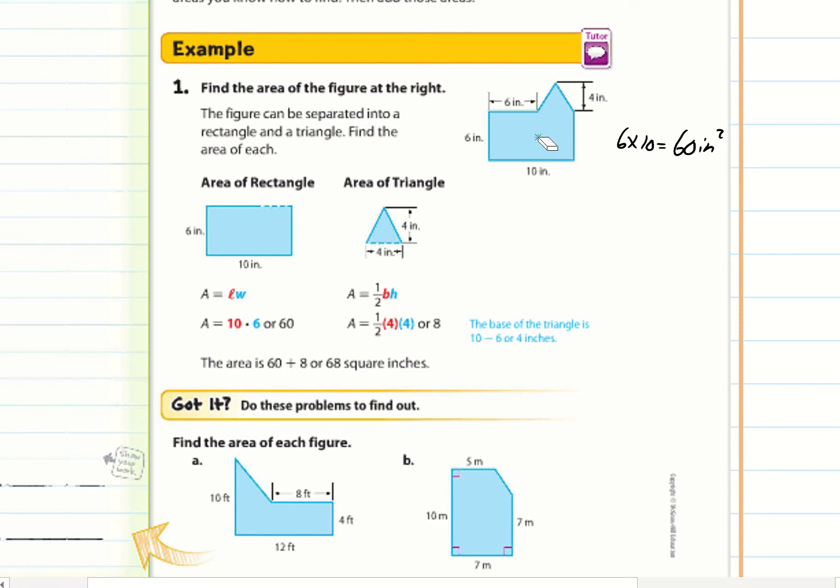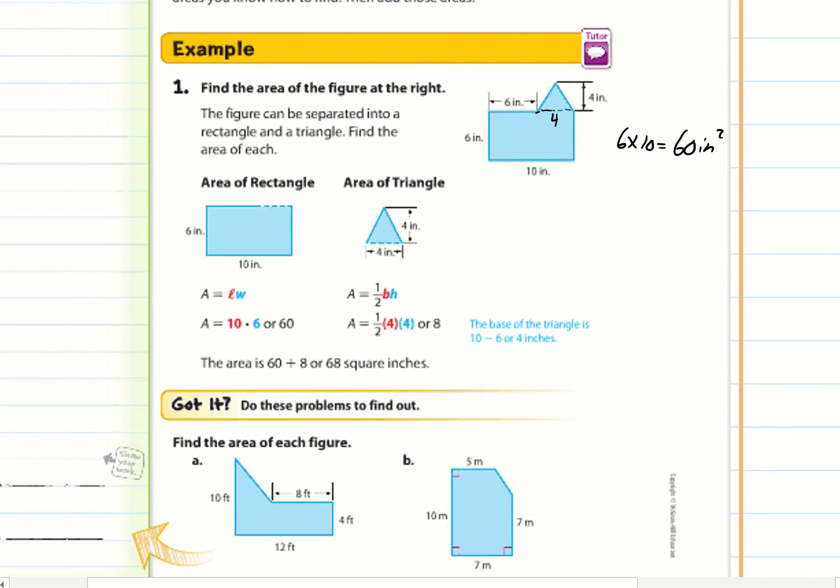So I have to find the base here, and it doesn't really specify. But what I do know is this whole thing here is 10 inches, and this here is 6 inches. So if this whole thing is 10 inches and that's 6 inches, then this is going to be 4 inches, because 6 inches plus 4 inches is going to give me the 10-inch line.